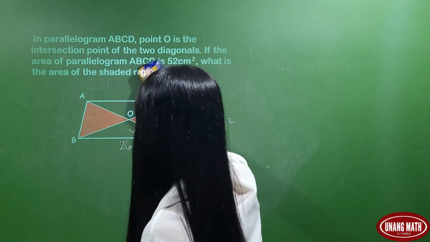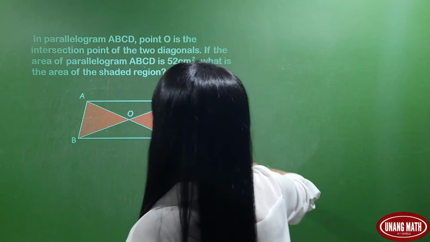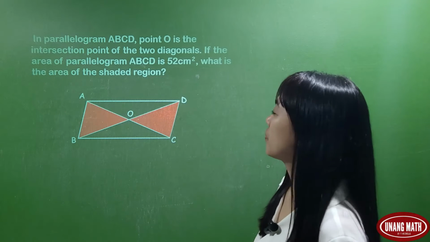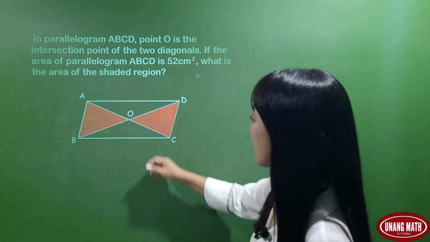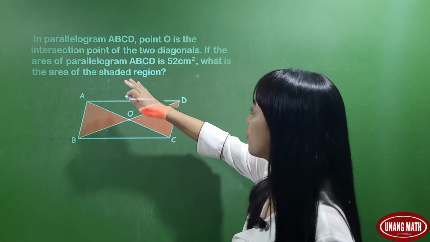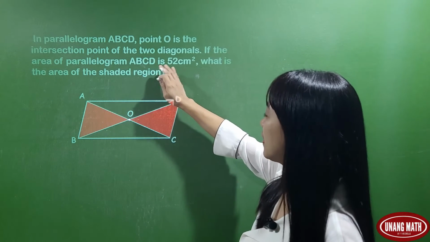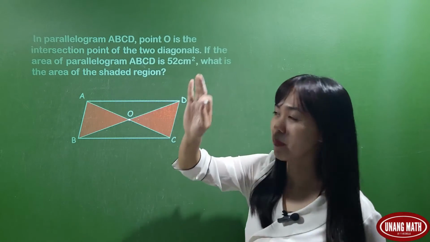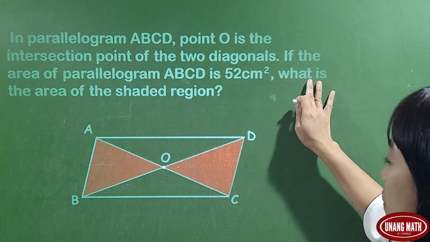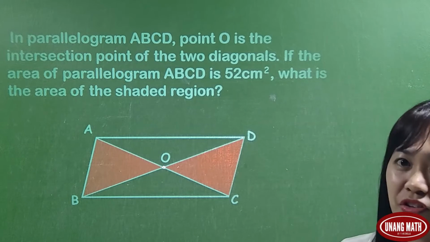Okay, now let's answer this simple question. In parallelogram ABCD, point O is the intersection point of the two diagonals. So this is point O. If the area of parallelogram ABCD is 52 square centimeters, so the whole parallelogram is 52 square centimeters, then what is the area of the shaded region?